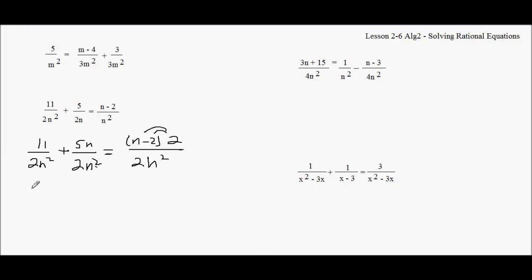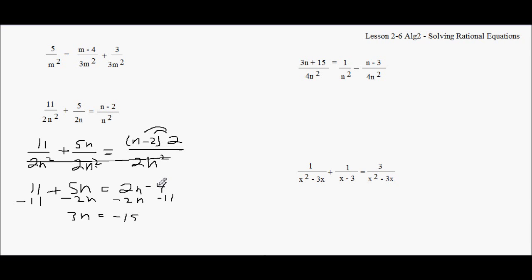So I'm going to get 11. I'm going to wipe this out. 11 plus 5n equals 2n, 2, and then minus 4. 2 times 2, subtract 4. Subtract 2n from both sides, and add minus 11 from both sides. So I get 3n equals minus 15.